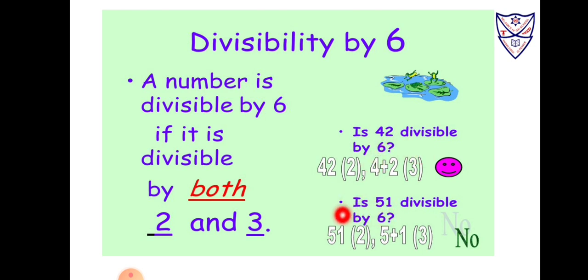Students, let us see, is 51 divisible by 6? For divisibility by 6, we have to see whether 51 is divisible by 2 and 3 both. Now, is 51 divisible by 2 or not? It is not divisible by 2 because the last digit is 1. Now let us see if 51 is divisible by 3. Yes, it is divisible by 3 because 5 plus 1 equals 6, which is a multiple of 3. But 51 is not divisible by 6 because it is not divisible by 2.